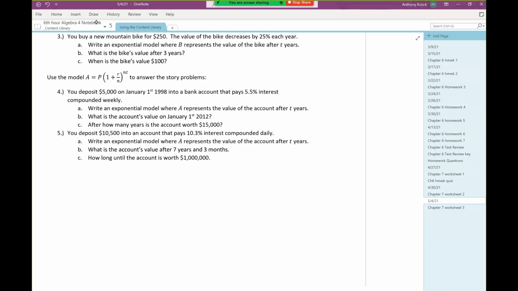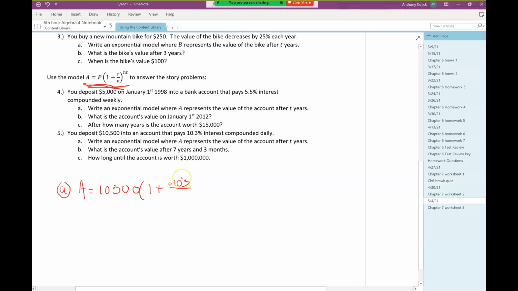All right, so it says you deposit $10,500 into an account that pays 10.3% interest compounded daily. Write the exponential model. So the model that we're using is here. It says A and t are the dependent and independent variables. So in place of P, that's the initial amount or initial investment, is $10,500.